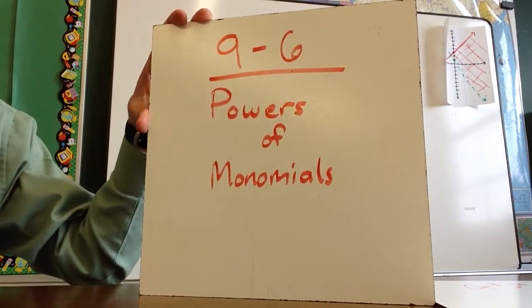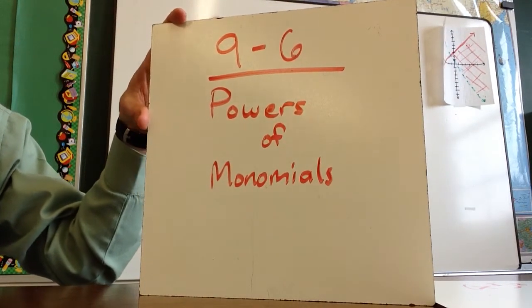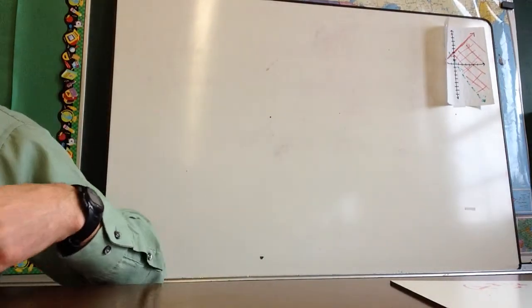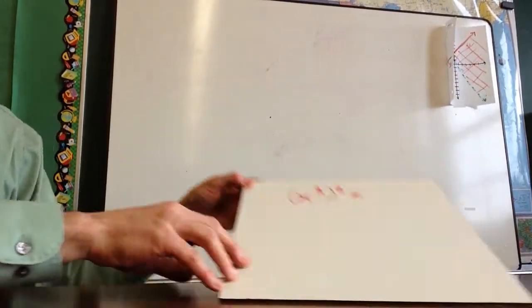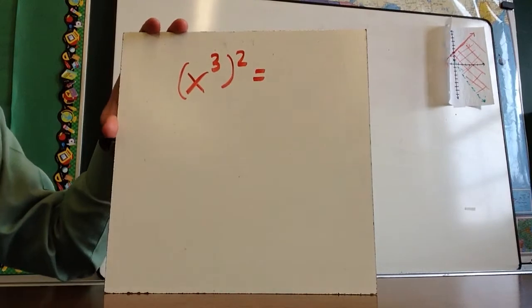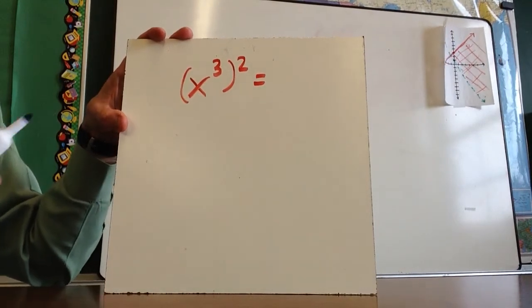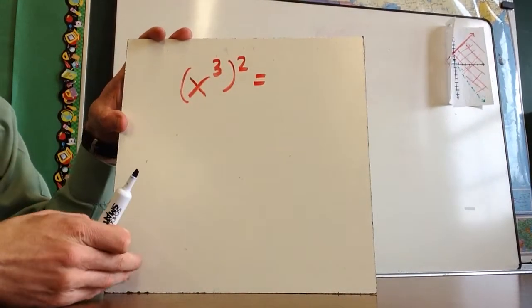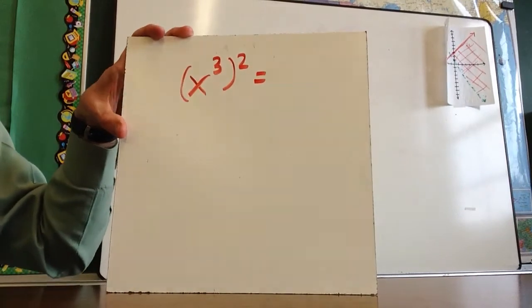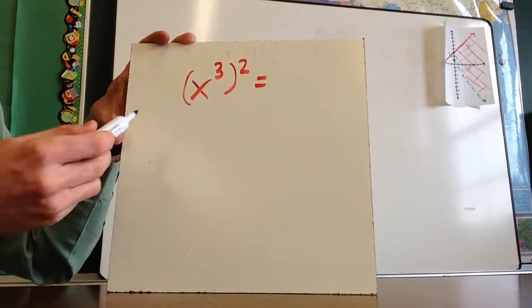Today's video will discuss chapter 9.6, Powers of Monomials. So we are going to talk about how to solve a problem that looks something like this. In previous lessons you learned about adding exponents, but I want to show you why the adding trick doesn't necessarily work here. And so I want to write x to the third out.